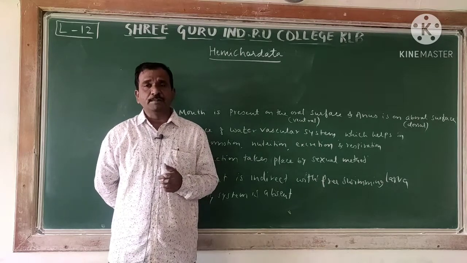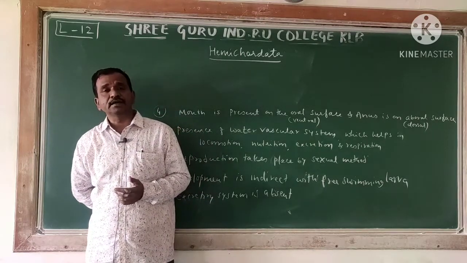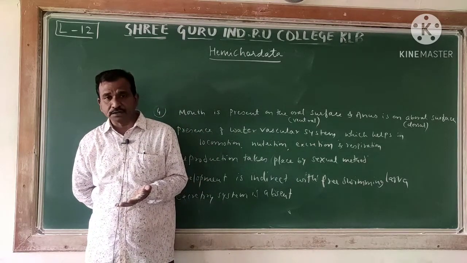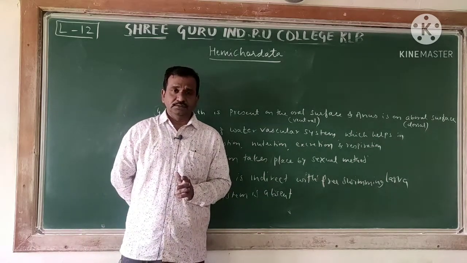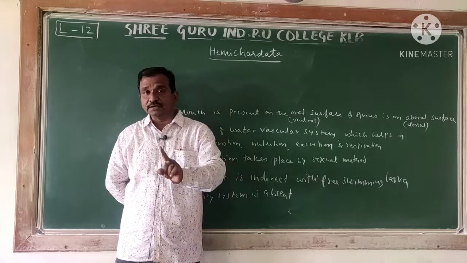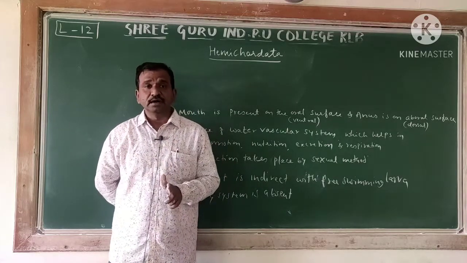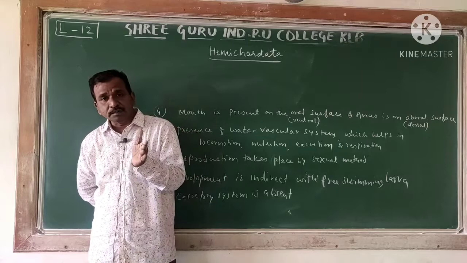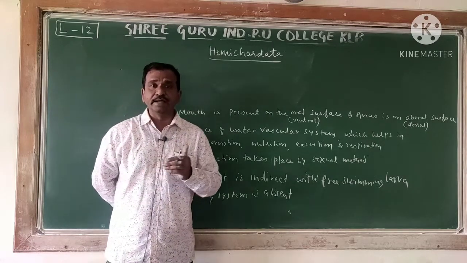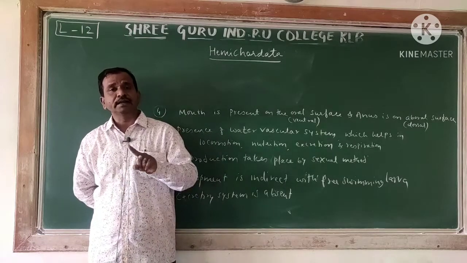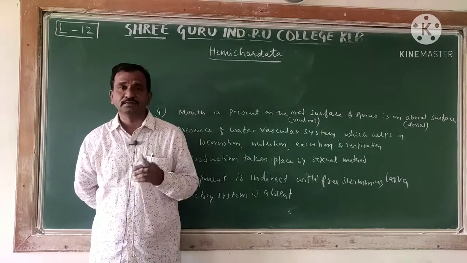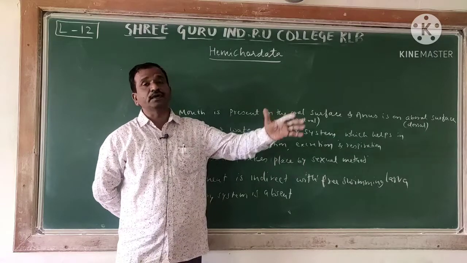Apart from that, we also studied radial symmetry and bilateral symmetry. Sponges are exhibiting asymmetry. Then the coelenterates and the echinodermata are showing radial symmetry. And the remaining, right from the Platyhelminthes, all are showing bilateral symmetry. So like that we have studied various phyla characters.